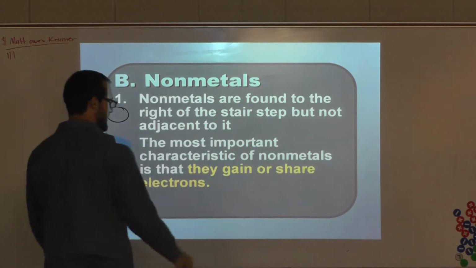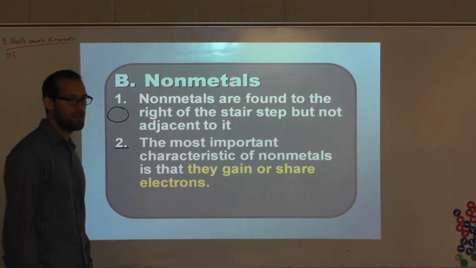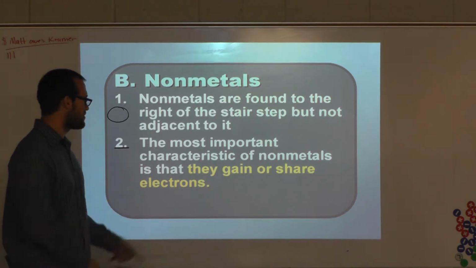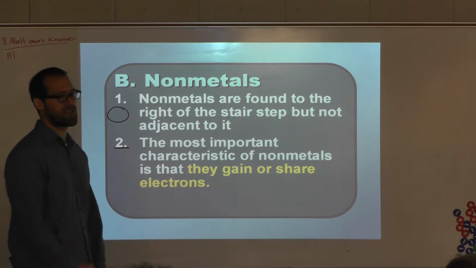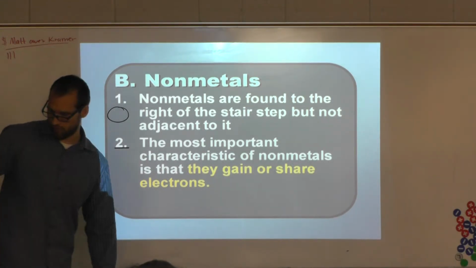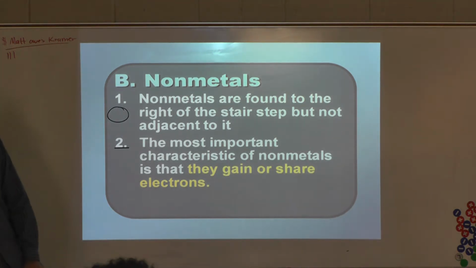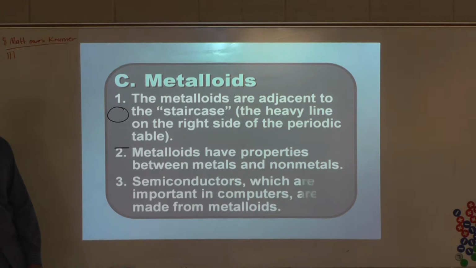Now, what's interesting, didn't I say that metals and nonmetals have opposite properties or very different properties? Metals tend to gain electrons. What do nonmetals tend to do? Sorry. Metals tend to lose electrons. What do nonmetals tend to do? Gain. Or they will share them, but we'll talk about that later. And then your metalloid.